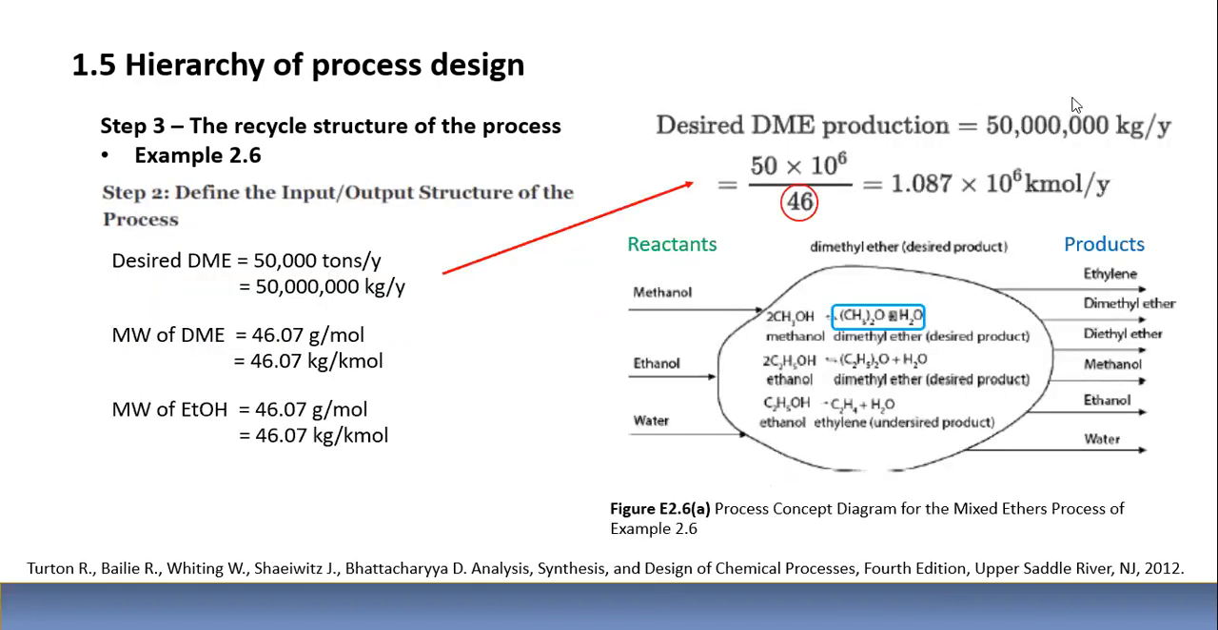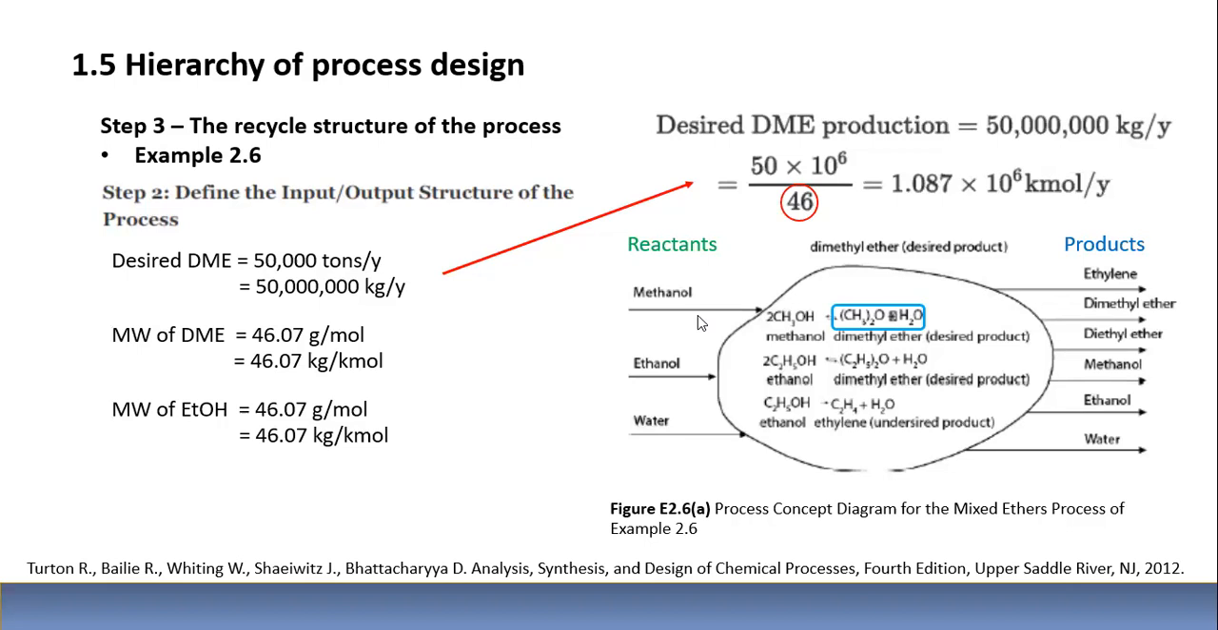Okay. So here, this is the desired dimethyl ether production, which is 50 times 10 to the 6 kilograms per year, since this is being worked on a yearly basis. 46.07 is the molecular weight of dimethyl ether in kilograms per kilomole. So we obtain 1.087 times 10 to the 6 kilomoles per year of desired production of dimethyl ether.